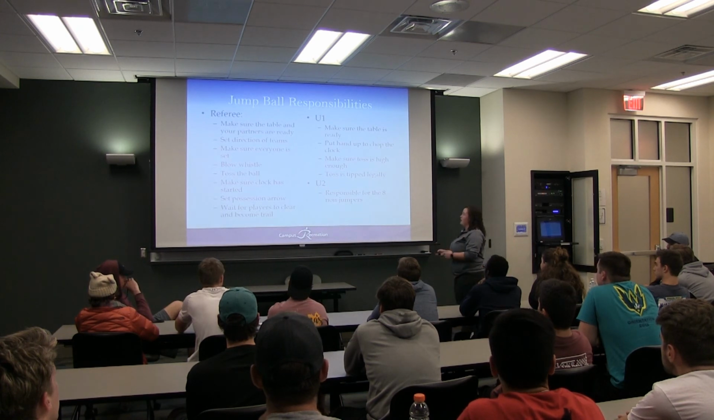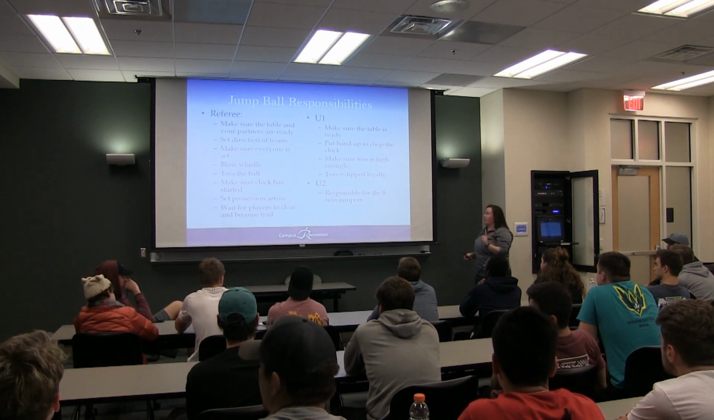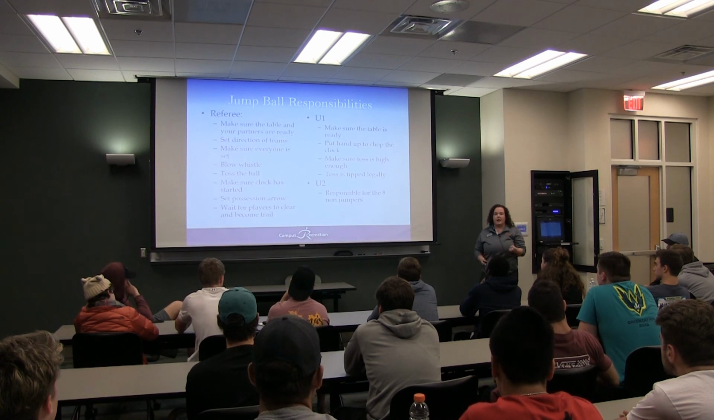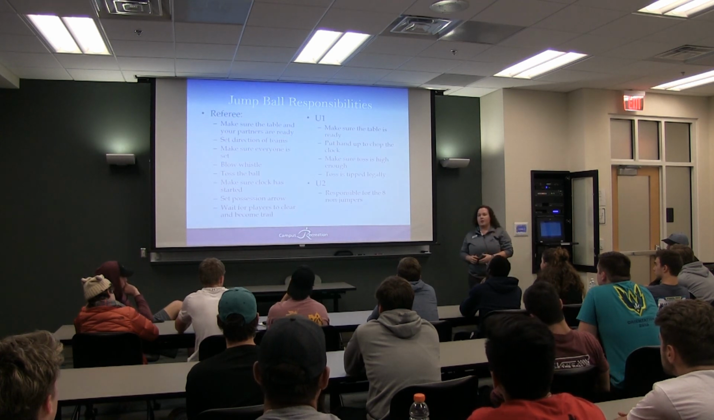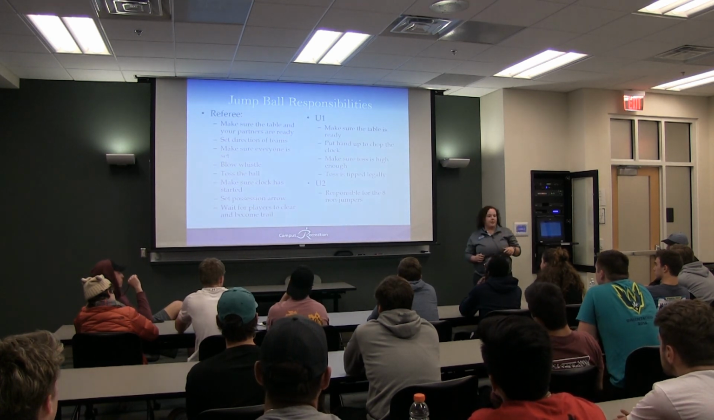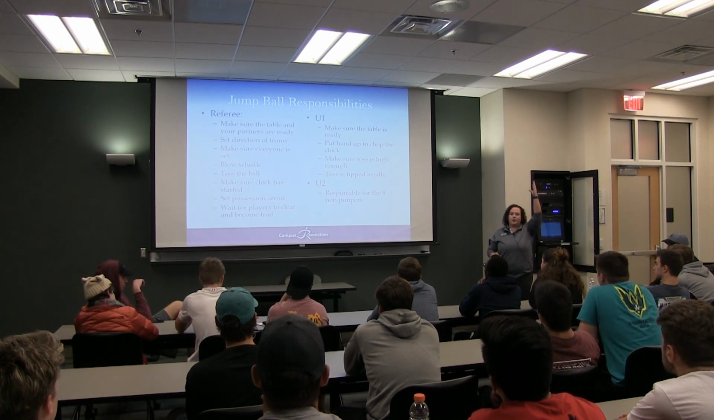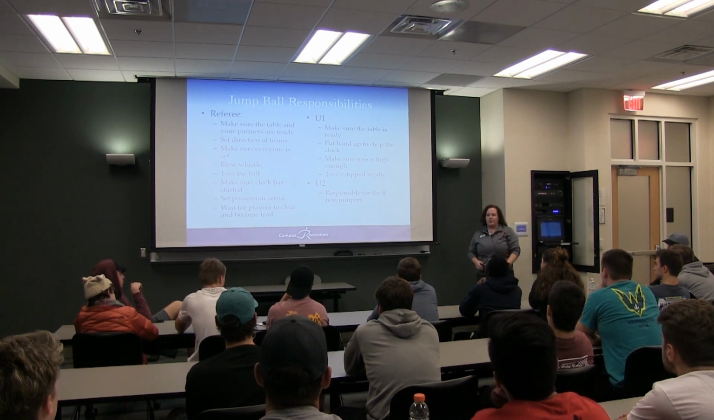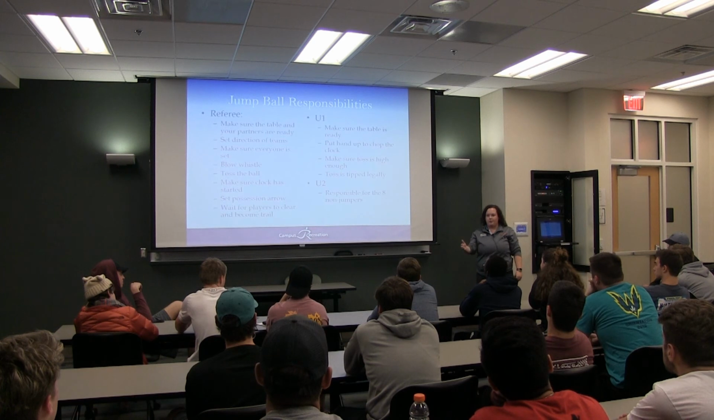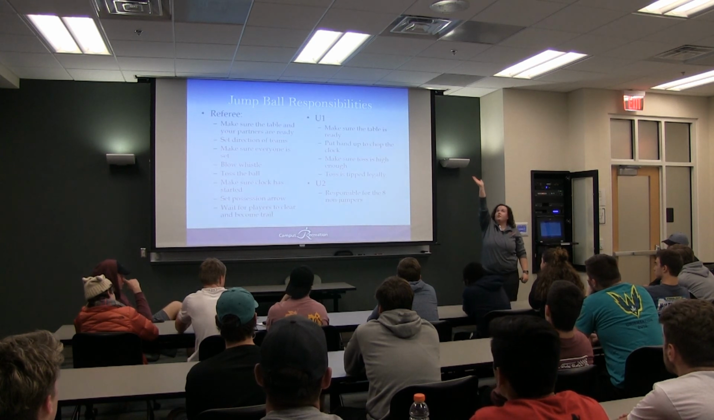U1, you're going to make sure the table's ready. You're going to put your hand up to chop the clock, and you're going to make sure the toss is high enough. We'll go over the specifics of the toss downstairs, but it's your job to make sure that toss is high enough, because if you toss it low and you have someone who's 6'1" against someone who's 5'3", all they gotta do is just knock it like that.